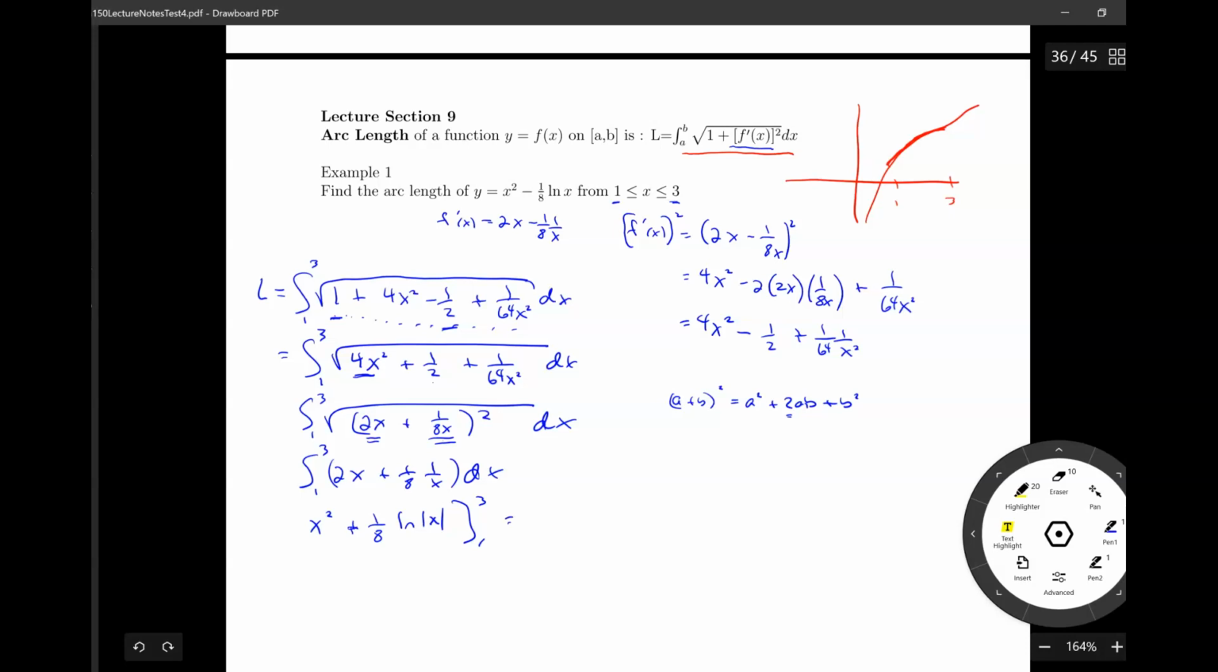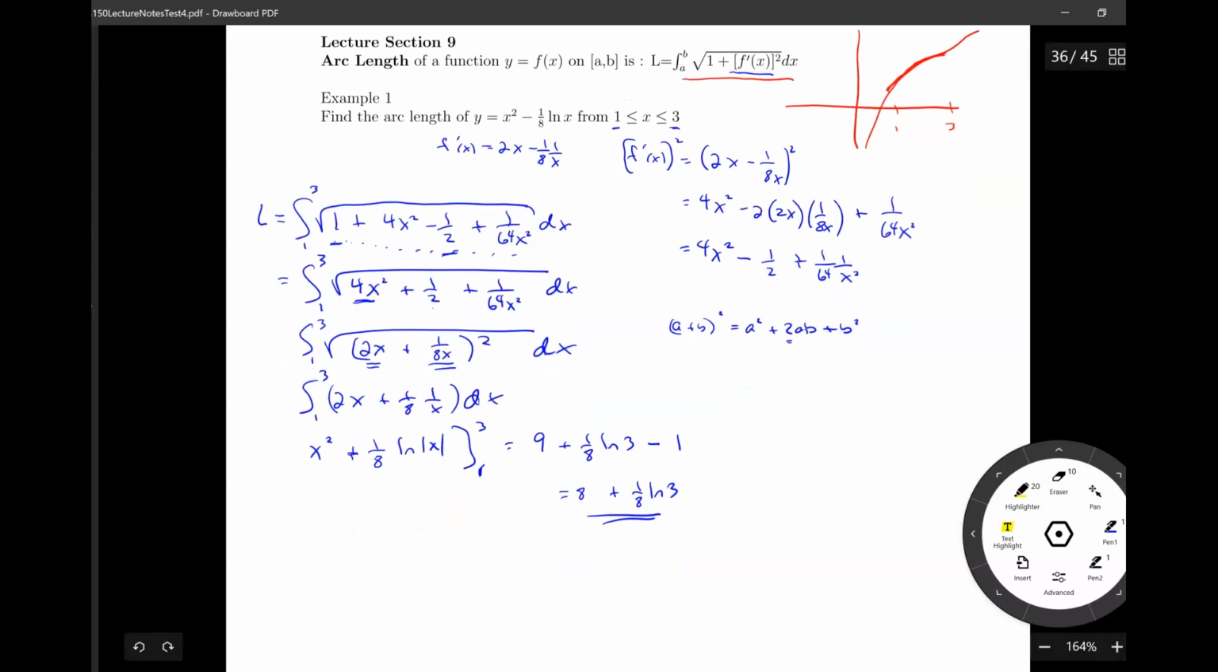So substitute in the 3, I get 9 plus 1/8 ln of 3. Subtract off, evaluating at 1, and ln of 1 I know is 0. So I get 8 plus 1/8 ln of 3. The arc length, like volume, will always turn out to be a positive quantity.